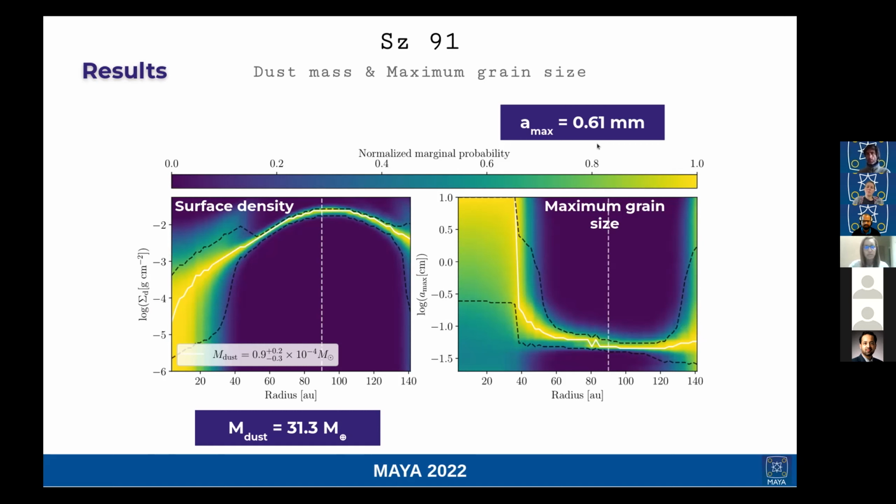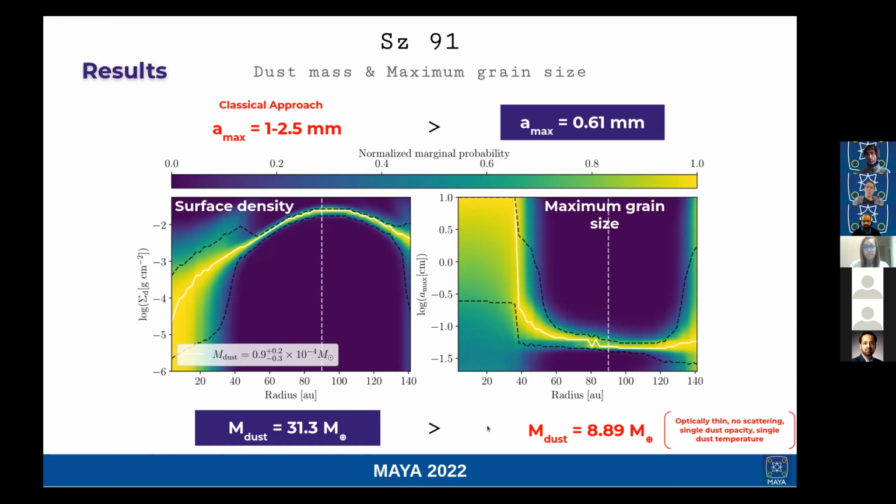So one thing that we want to highlight is that if you use the classical approach of assuming the emission to be optically thin, then you can easily overestimate the maximum grain size, as you can see here, and also underestimate the mass of solids in the disk.